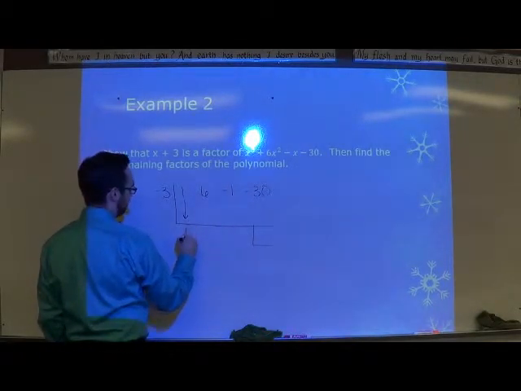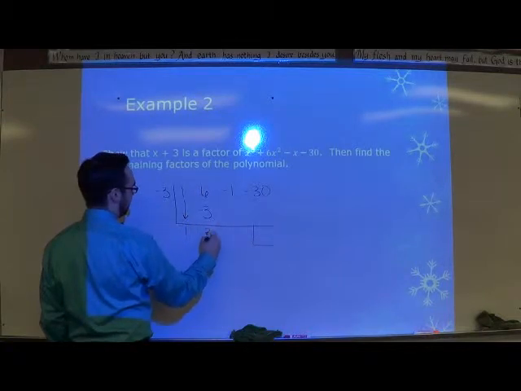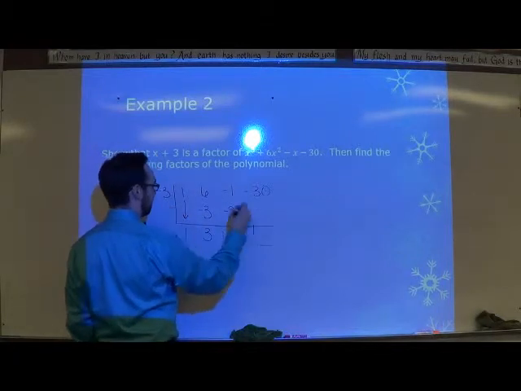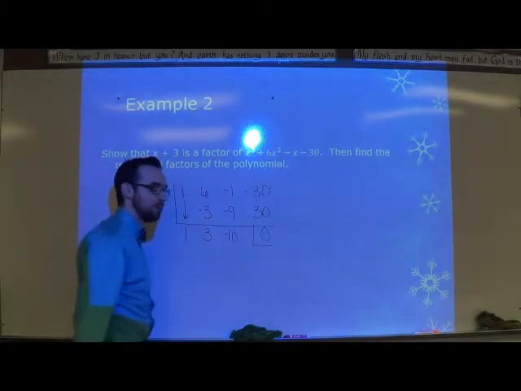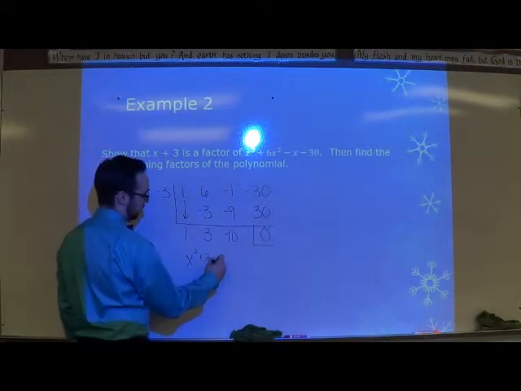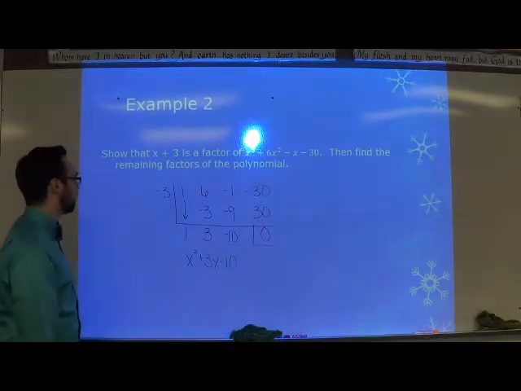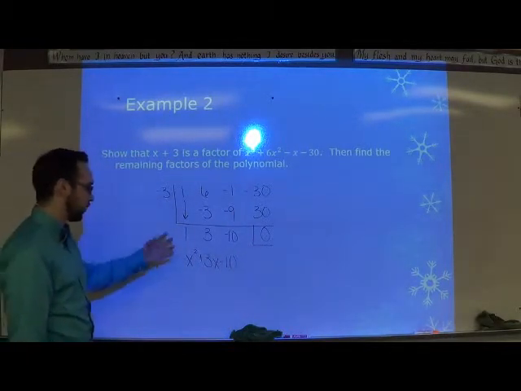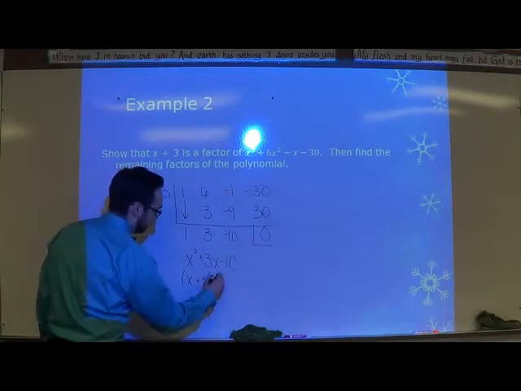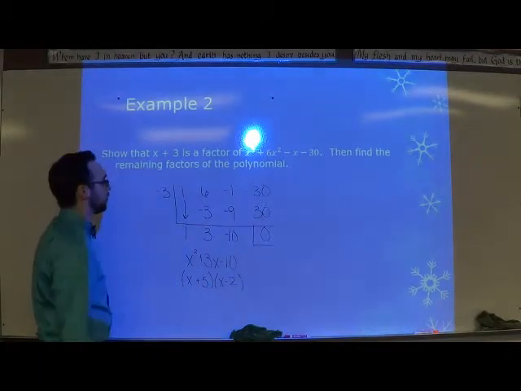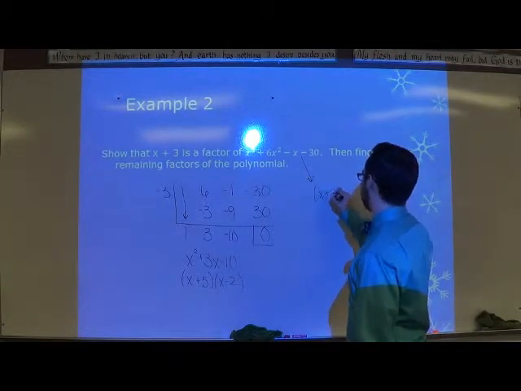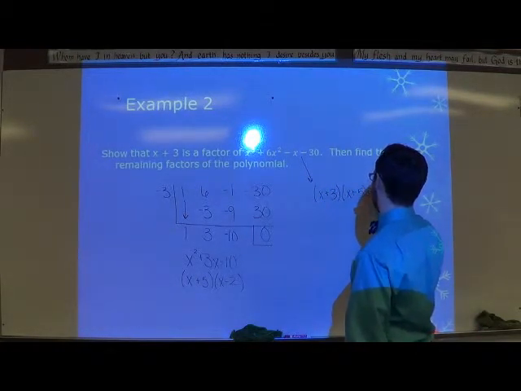So I bring down the 1. 1 times negative 3 is negative 3, plus 6 is 3, times negative 3 is negative 9, plus negative 1 is negative 10, times negative 3 is positive 30. We add them up and we get 0. So now I have x squared plus 3x minus 10. And they want us to find the remaining factors. So what do I do? I factor it. I say this is going to be x plus 5 times x minus 2. So this whole polynomial factors out into the one they gave us, x plus 3, times x plus 5 times x minus 2.